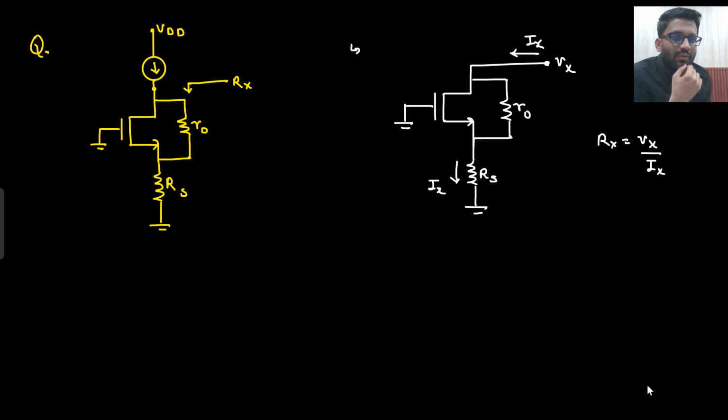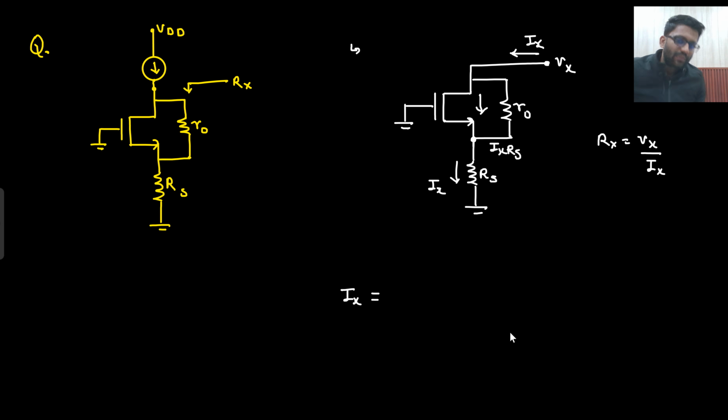And why am I writing it so? Because I need to name this potential. I know that this potential is 0, but if I need to write down the current in the MOS, then I need this potential, and I don't want to introduce another variable. So in terms of Ix only, I can write this term as Ix into Rs. So what will be the current in MOS? What will your Ix be equal to?